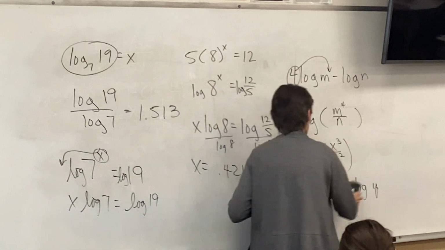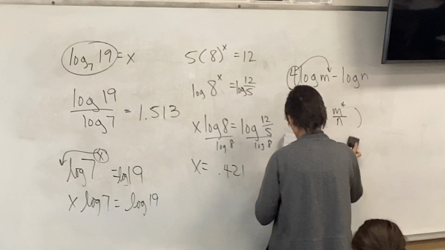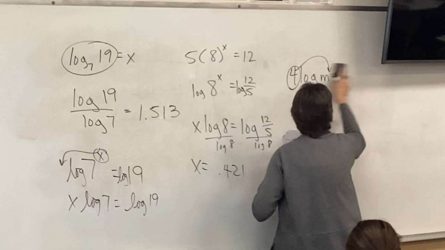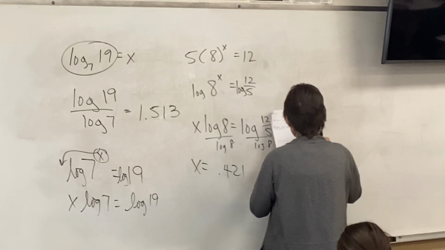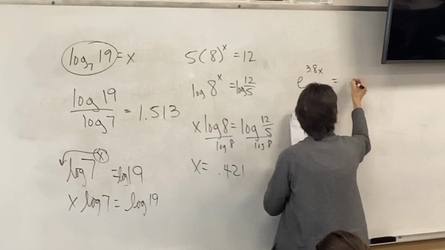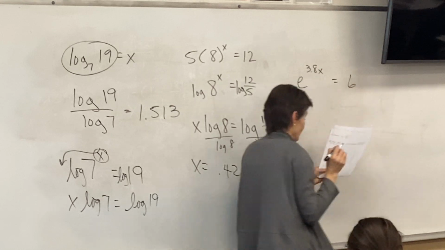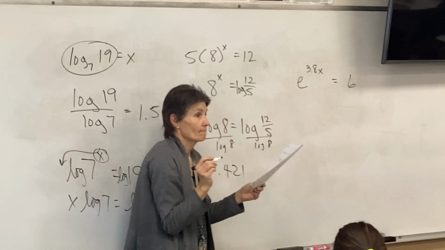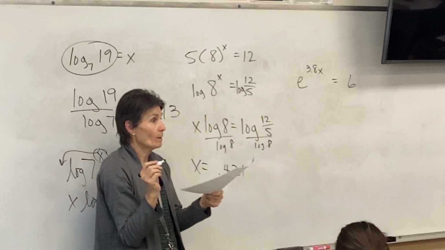Next, looks very similar. How are we going to start letter C? We're going to divide by -2. So we have e to the 3.8x equals 6. Is that all right with everyone?